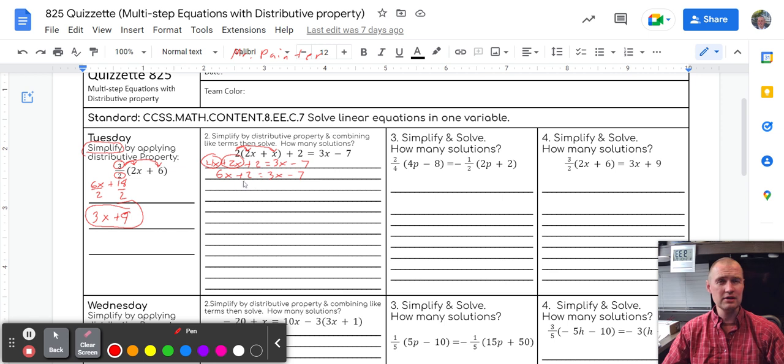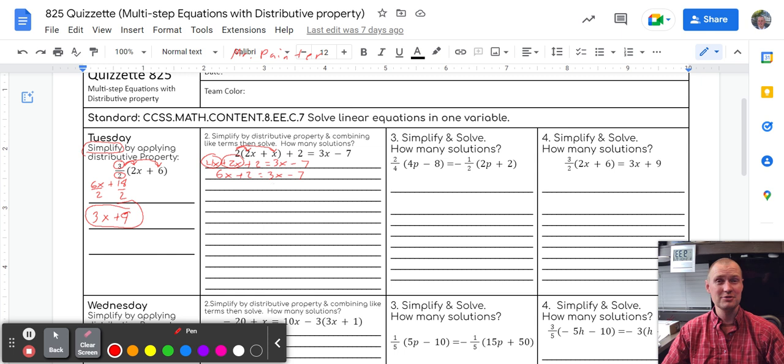Now this looks like something we did last week. We got something called a variable on both sides. We got a 6x on one side, and we also have a 3x from the other side. Try to think to yourself from last week, do you remember what the rule is when we have an x on both sides, or in this case, any variable on both sides?